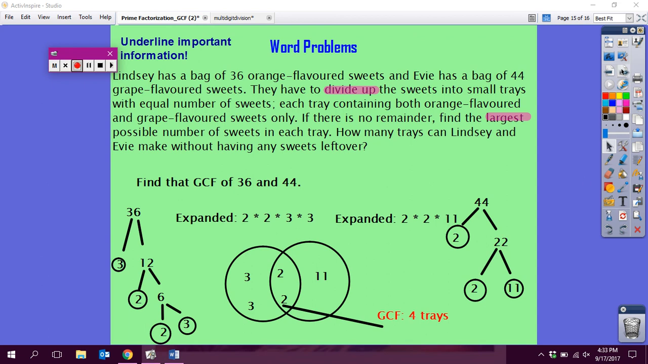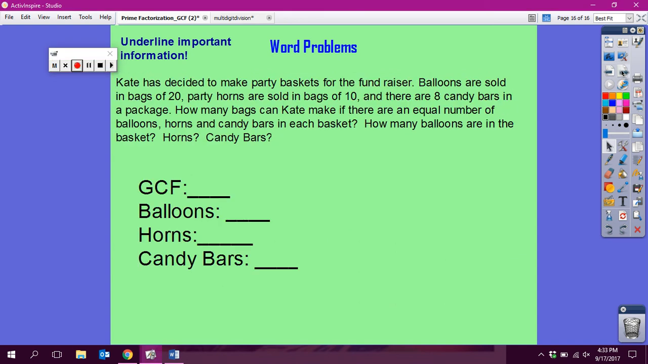Okay, so on the next page it's going to be another similar question, but it's a little bit more in depth. Okay, Kate has decided to make party baskets for the fundraiser. Balloons are sold in bags of 20, party horns are sold in bags of 10, and there are 8 candy bars in a package. So how many baskets can Kate make if there are an equal number of balloons, horns, and candy bars in each basket?